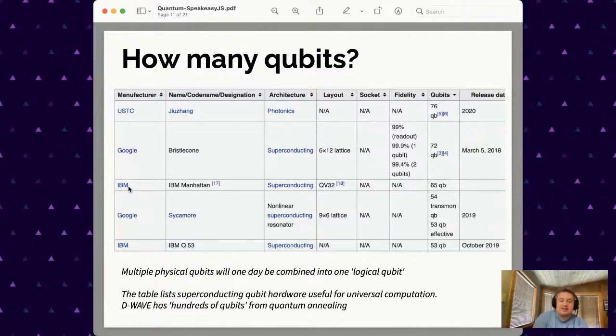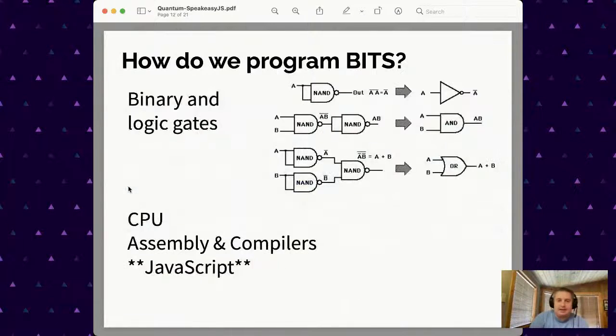I'll also say that there's a company called D-Wave, which will say that they have hundreds of qubits, and they do, but those are a different kind of qubit through quantum annealing. So you can't compare different hardwares to each other based on that number. So they're useful for other applications, but it's not the same number; they're comparing apples to oranges in that case.